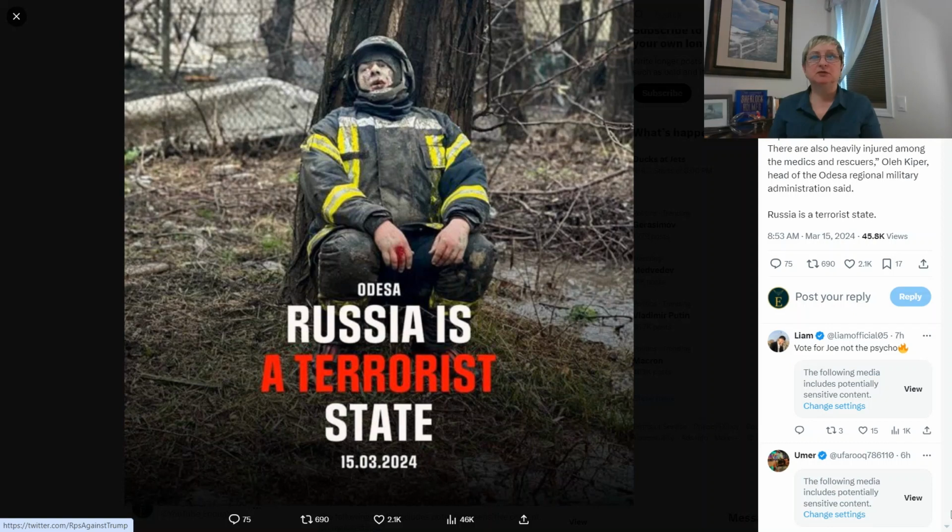At least 16 people were killed, at least 55 were injured in a Russian missile strike on Odessa this morning. It even killed a paramedic and rescue worker who had arrived at the scene after the first explosion to provide assistance, and also heavily injured medics and rescuers as well. That's what Oleg Kiper, the head of Odessa Regional Military Administration, said. Russia is a terrorist state. Elections are fake. They're not elections. It's just a disgrace to the word election.